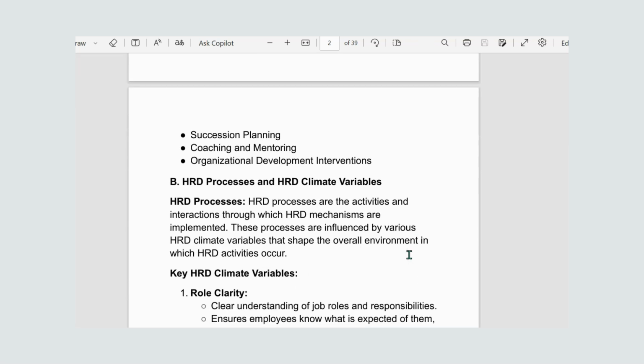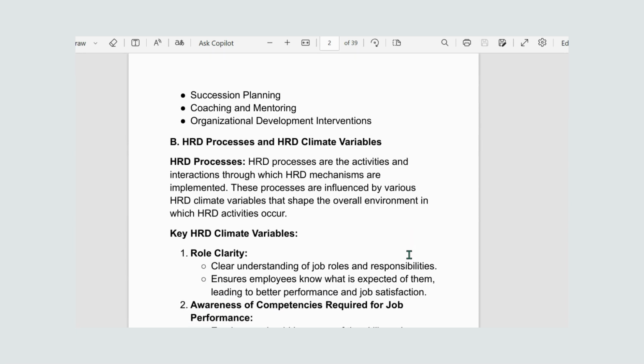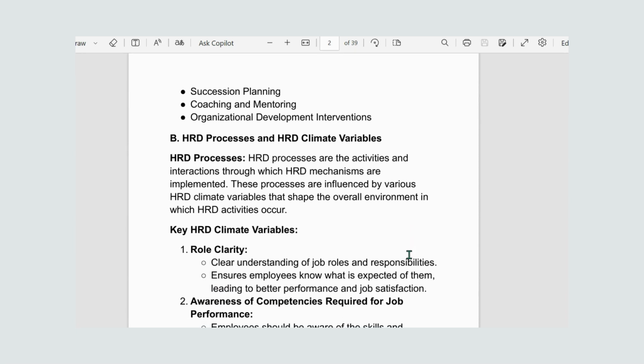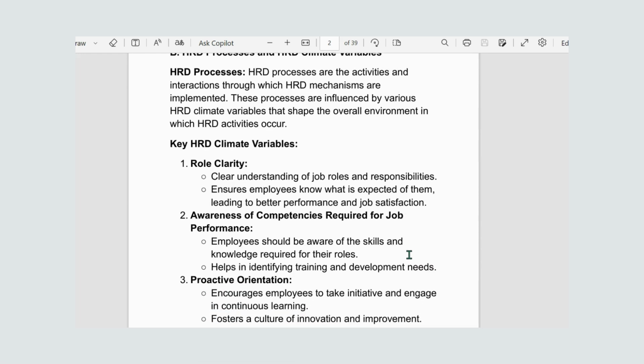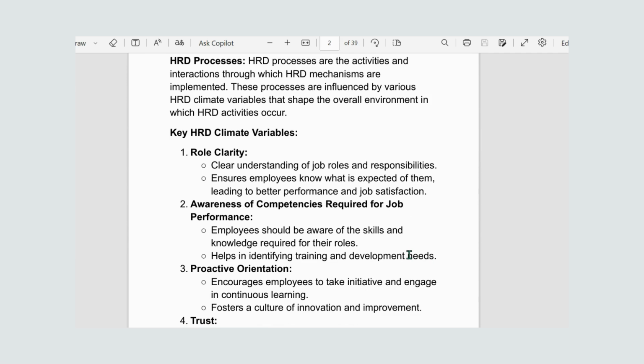So let's discuss the HRD processes and the HRD climate variables. What do you mean by HRD processes? These are the activities or interactions through which HRD mechanisms are implemented. Let's see the key HRD climate variables. First of all, it is role clarity. It helps in a clear understanding of job roles and responsibilities, and awareness of competencies required for job performance, so the employee should be aware of the skills and knowledge required for the role.